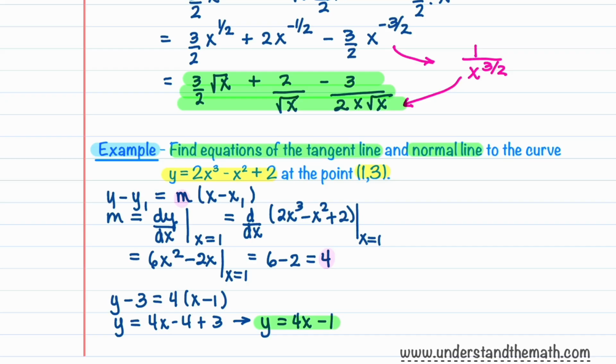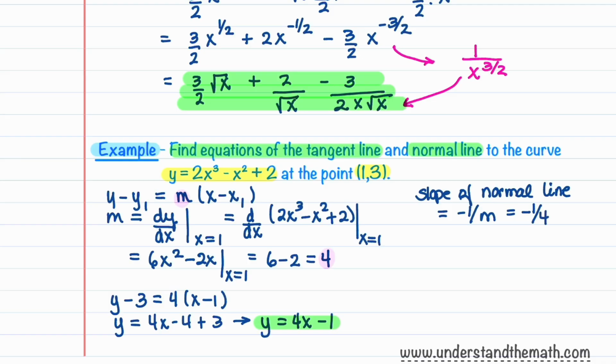Now let's look at the second piece of this problem. We want to find the normal line. The normal line is perpendicular to the tangent line. So the slope of the normal line is going to be the negative reciprocal of the slope of the tangent line, which is minus 1 over m. So it's going to be minus 1 over m, which was 4.